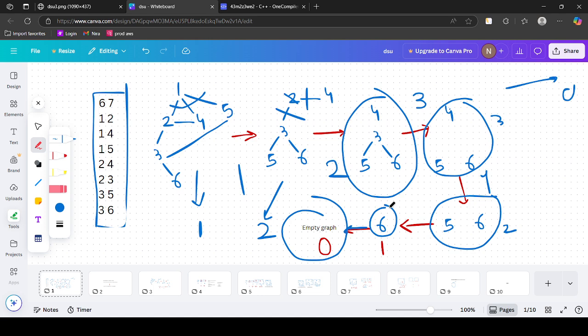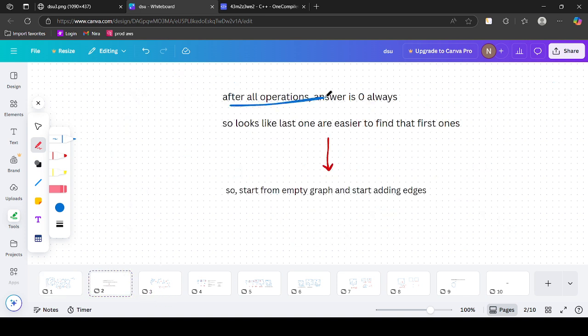So gradually as we are removing the vertices, the graph is becoming smaller, and hence we can try to get the answer more easily for smaller graphs than for the bigger ones which are initially like this. So from this we got that it is easy to start from the last one, because the last one's answer is surely 0 and the next one's answer is 1, and it is easy to compute answers for smaller graphs than bigger graphs. So after all operations the answer is 0. So it looks like the last ones are easier to find than the first ones. So start from the empty graph and start adding the edges gradually.